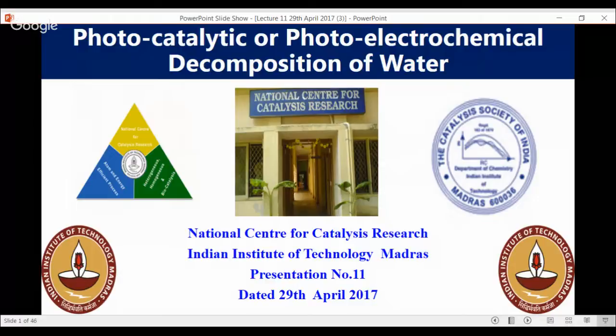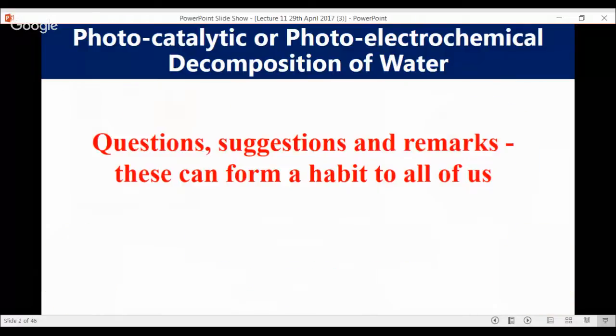We are now on the 11th presentation. Those of you who have time, you can look at the previous presentations, 10 of them. Today, these are all the usual things that you should be asking questions, because this is an exercise that is new to India. So, unless your suggestions and remarks are there, this type of program will not be successful in India.